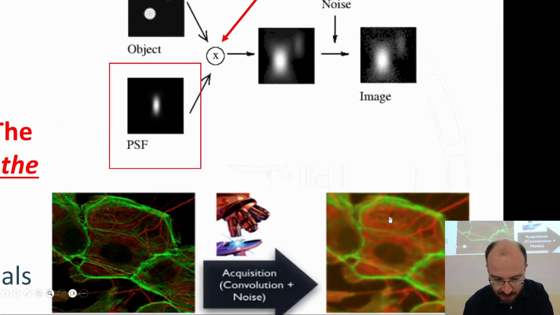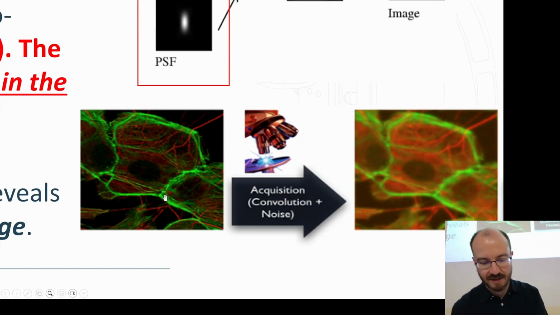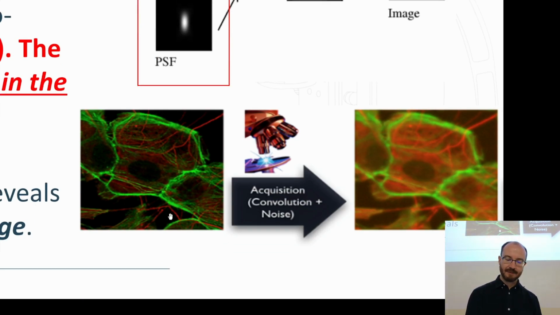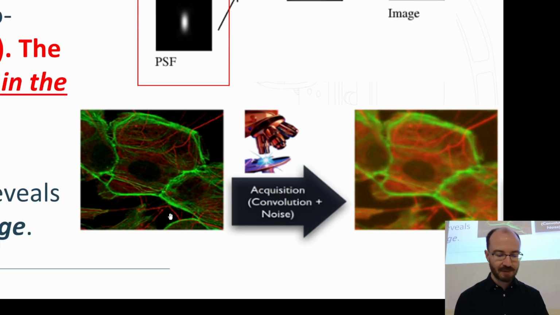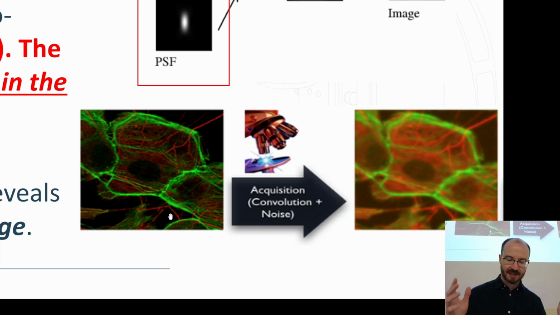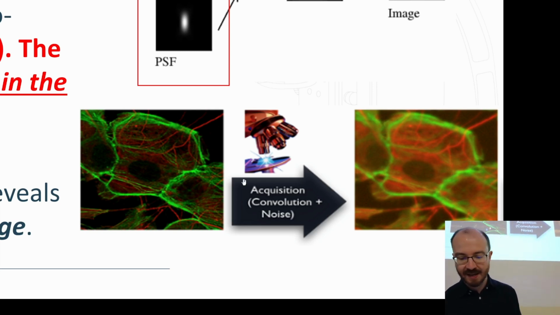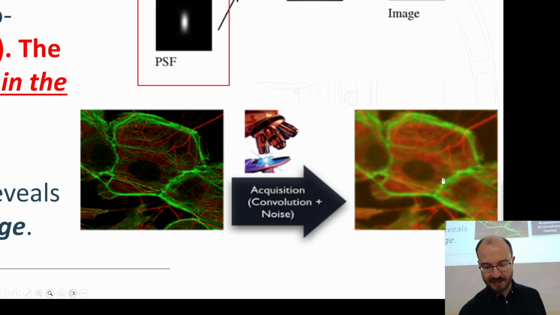Here's a quick example of what typically happens. You have this perfect sample under the microscope, perfectly stained, but when you image it, due to the lenses, the refraction, and all of these things, as well as additional noise from quantum effects and shot noise and other things, you end up getting this somewhat blurry image. And this is now what you have to analyze.